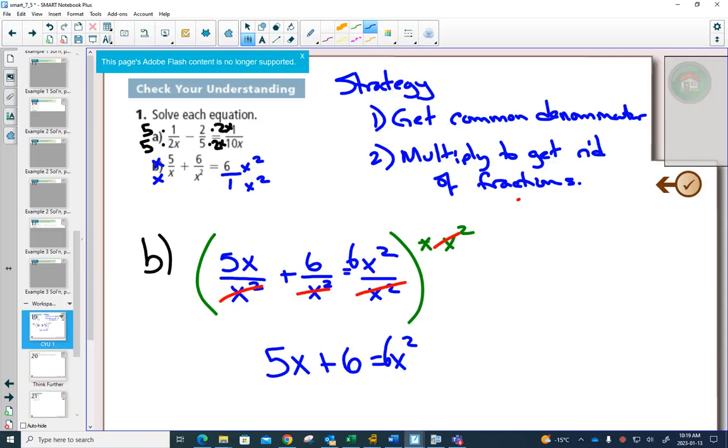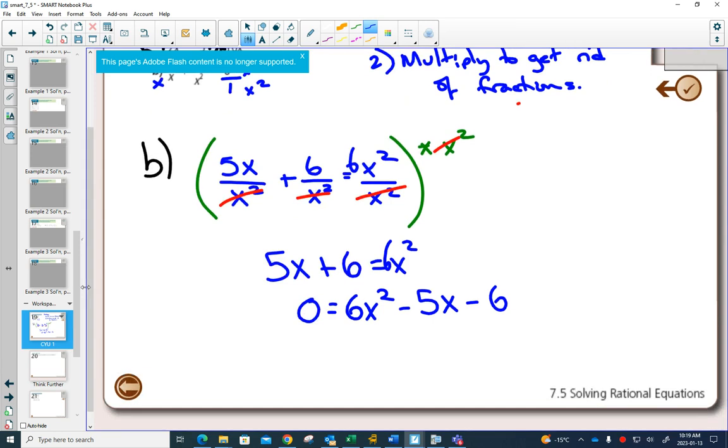How do we solve quadratic equations? We make one side equal to 0. I'm going to move everything over to the 6x squared side. Again, I'm trying to double check my work each time I make a move because I already made one mistake when I didn't double check.